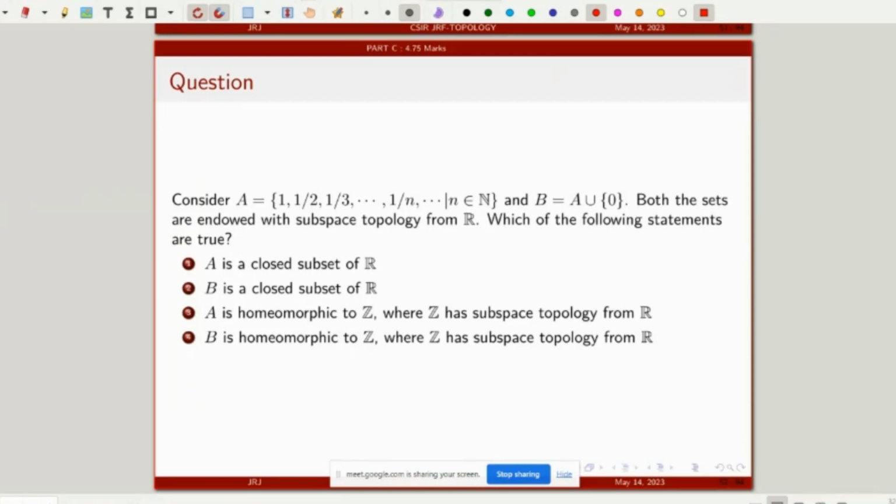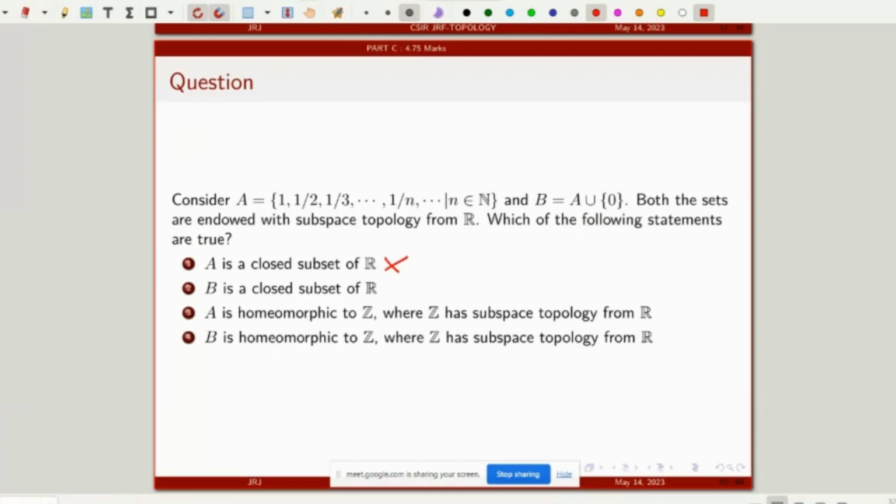So which options can you eliminate? D is a false option. A is not good, A is closed, that is wrong. B, is it closed? Yes, true.